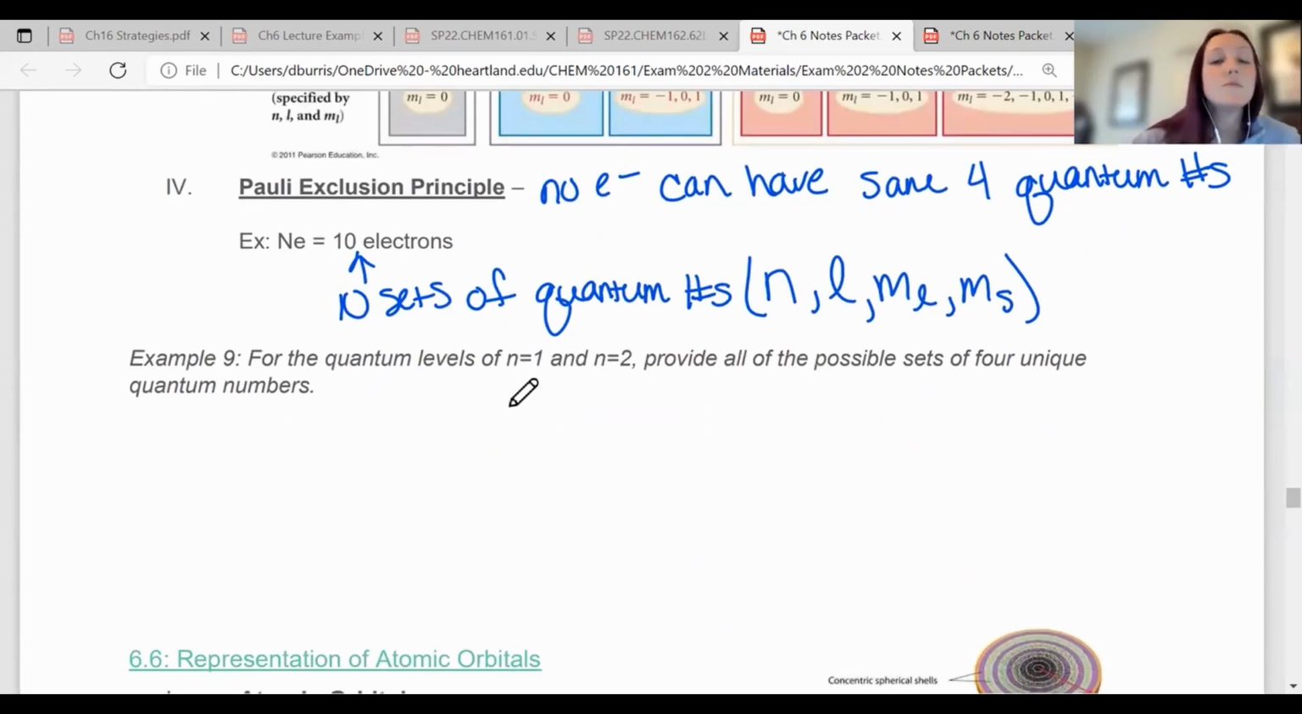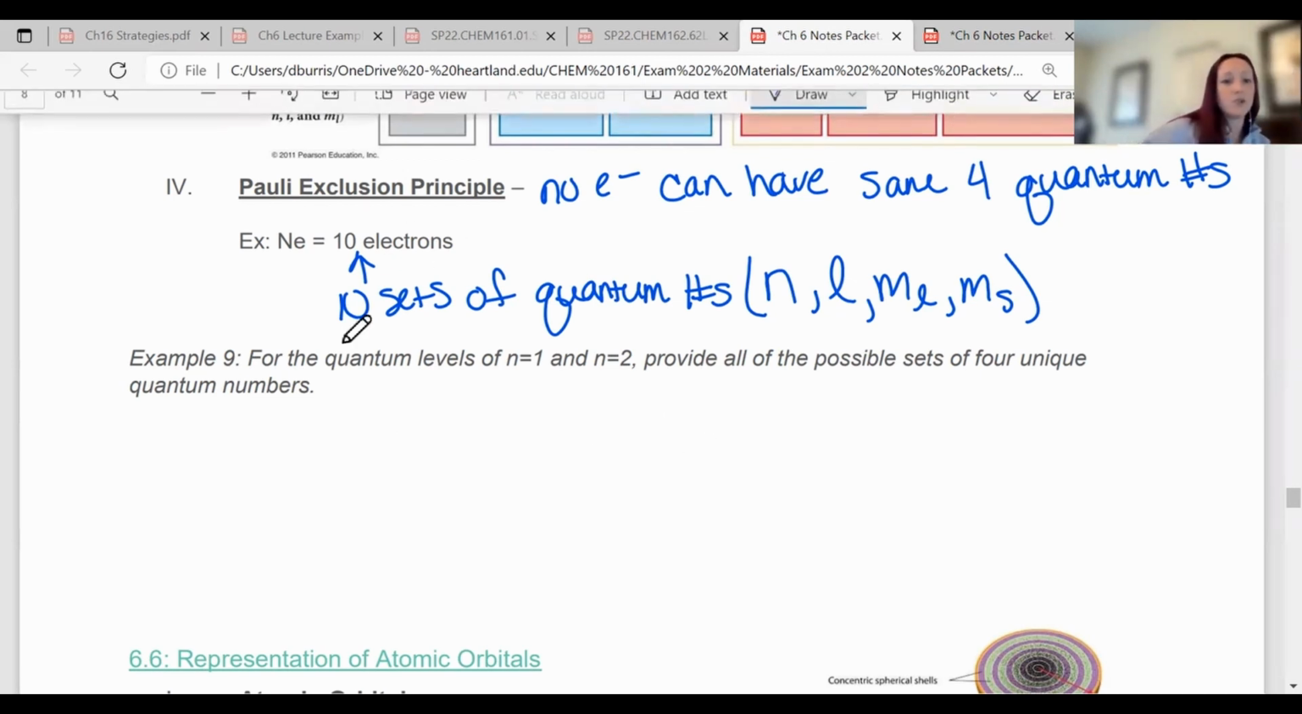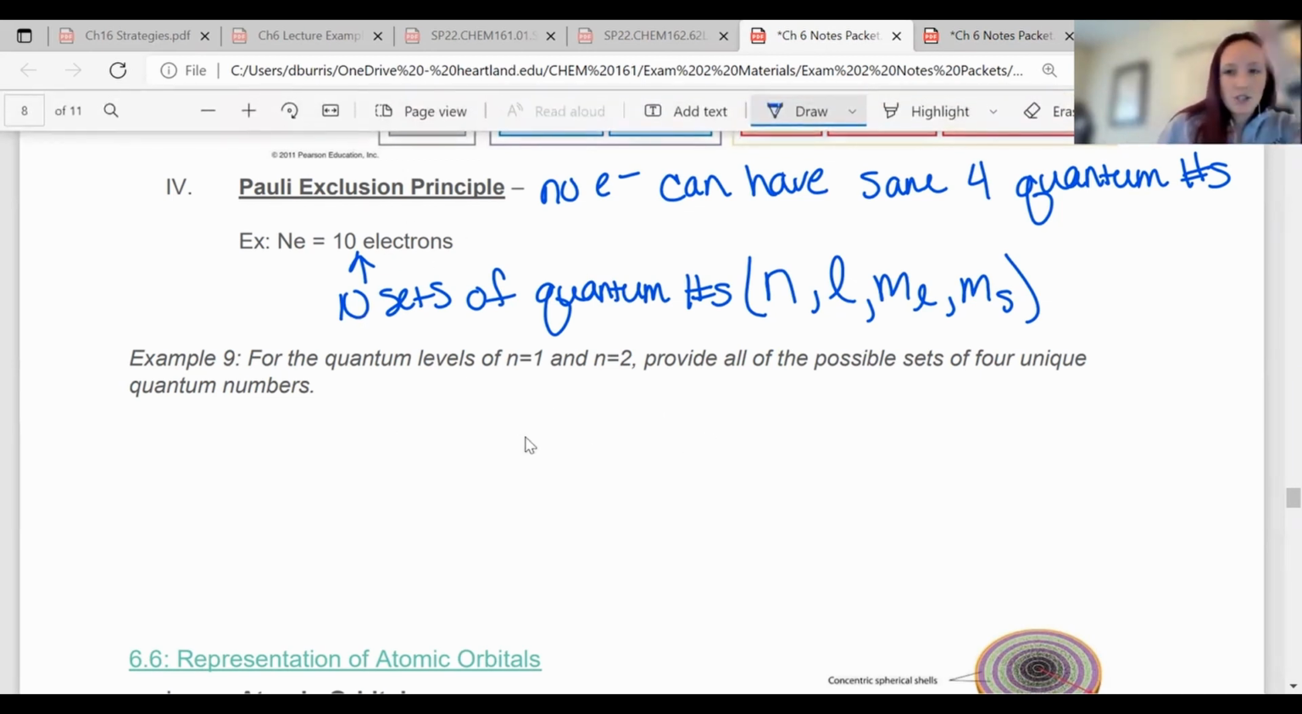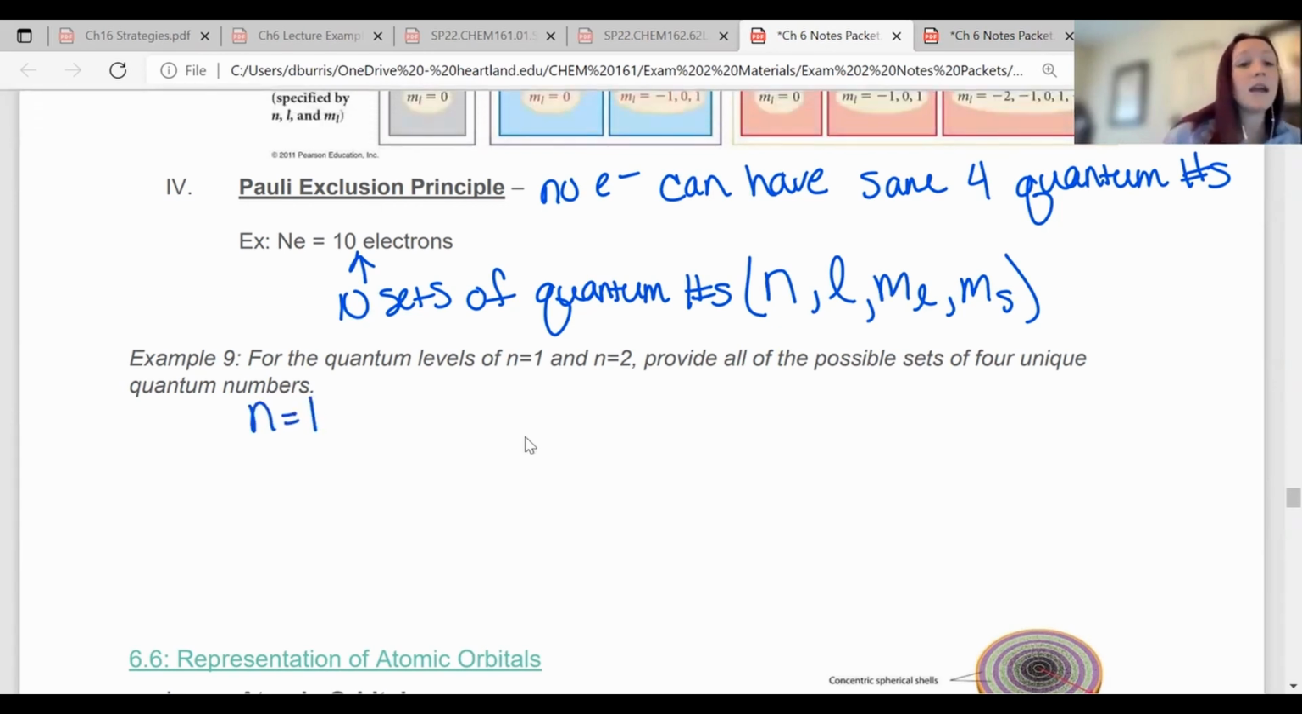For the quantum levels of n equals 1 and n equals 2, it says provide all the possible sets of 4 unique quantum numbers. If you are able to look at both this page and page 7 at the same time, that might be helpful, but I'm going to hopefully scroll back and forth. So I'm going to look at energy level 1. I did this above, but I'm going to show you how we did that. For energy level 1, I'm going to list a set of 4 quantum numbers for an electron in energy level 1. So n equals 1 definitely starts with 1, right?